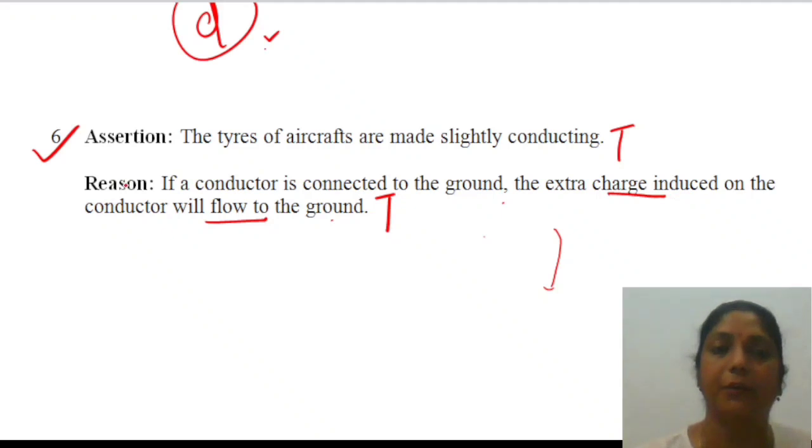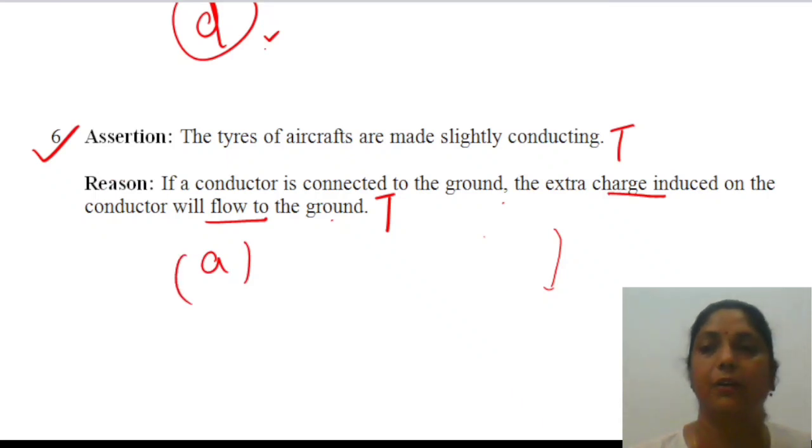So both are true and the reason is the correct explanation of this assertion. So option number A is correct, right? Hope it's clear to all of you right now. Now next, question number 7.